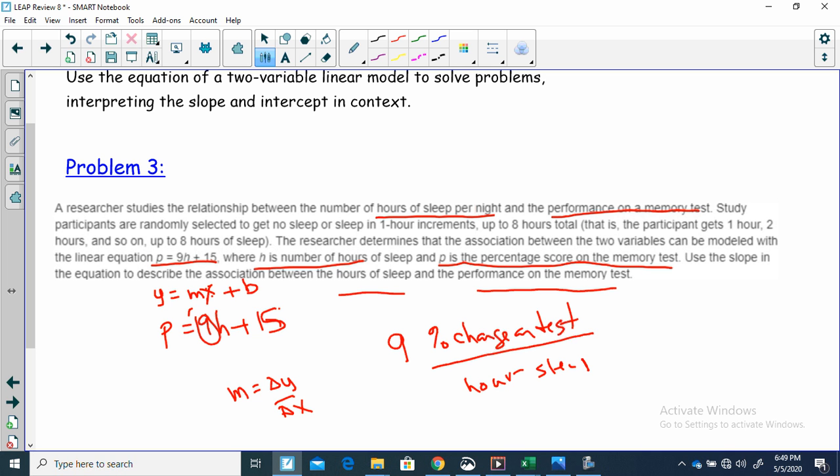And when there's nothing under the 9, we know that that's just 1, because 9 divided by 1 is still 9. This tells me I go up 9 percentage points for each hour of sleep. That is what our slope tells us in this case. Slope here is in the place of the m. What does it mean? Change in y over change in x. Our y is percentage points over hours. Change in percentage points per hour. Up 9 percentage points per hour. It goes up because it's positive.